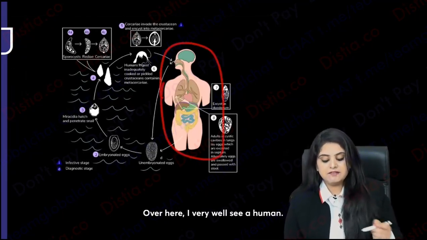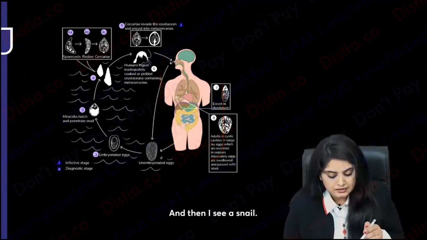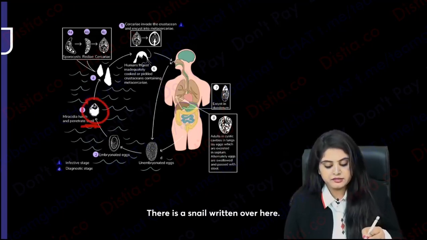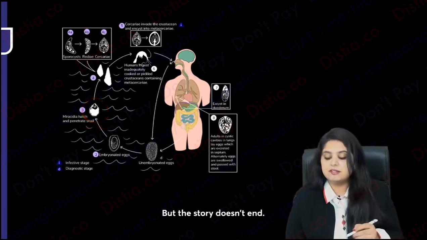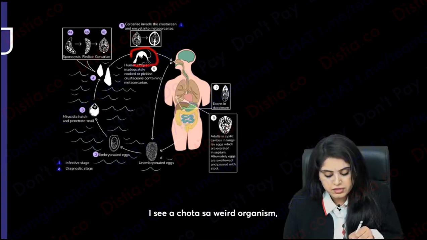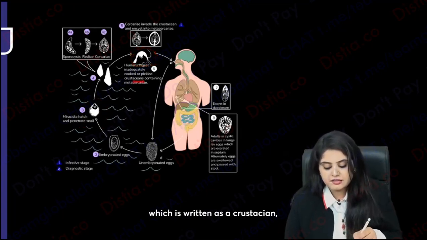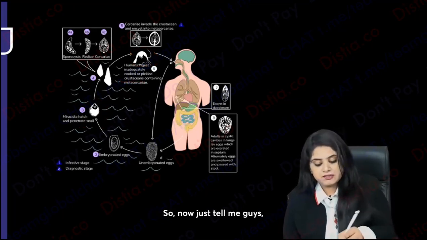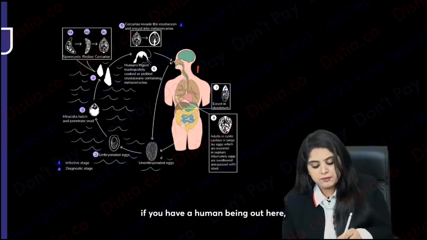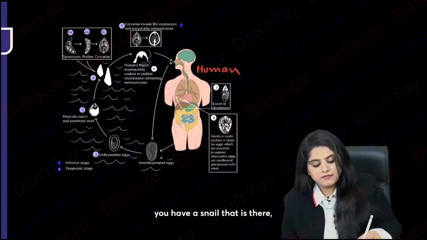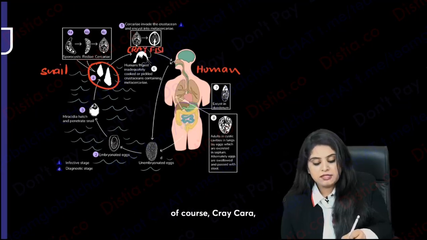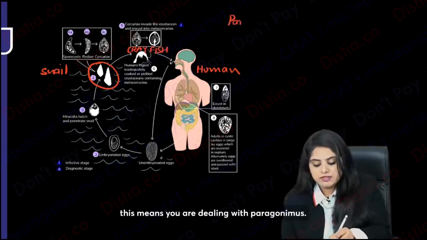So now if I give you a life cycle, first thing, what do you see? Over here, I very well see a human, and then I see a snail. I need to find the snail over here. Okay, there is a snail written over here. But the story doesn't end. I see a chota sa weird organism which is written as a crustacean. Crustacean means this is crayfish. So now just tell me guys, if you have a human being out here, along with the human being you have a snail that is there, and along with that you have crayfish. Of course, cray, cara, this means you are dealing with Paragonimus.